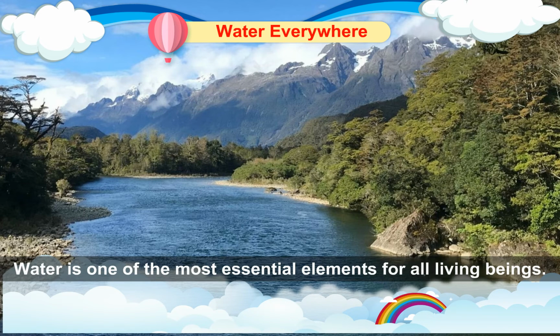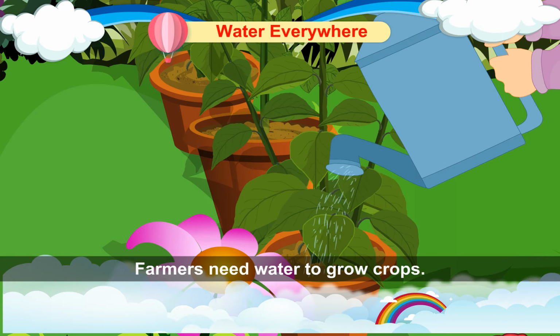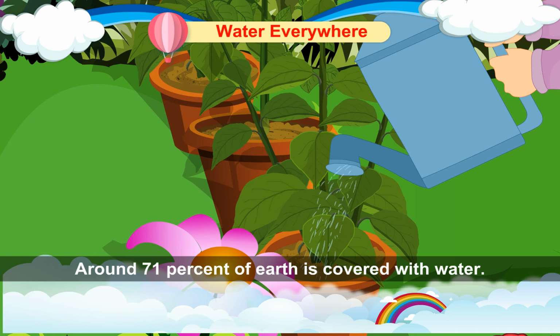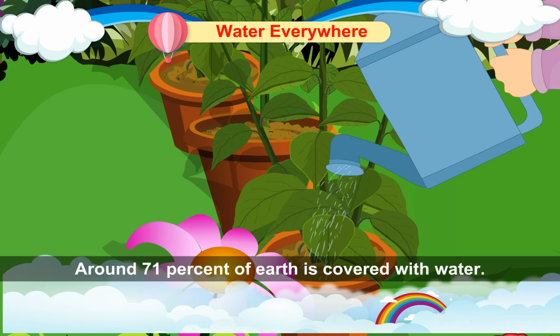Water is one of the most essential elements for all living beings. We need water to drink, cook food, and to do many other jobs. Farmers need water to grow crops. Our Earth is the only planet that has water. Around 71% of Earth is covered with water.